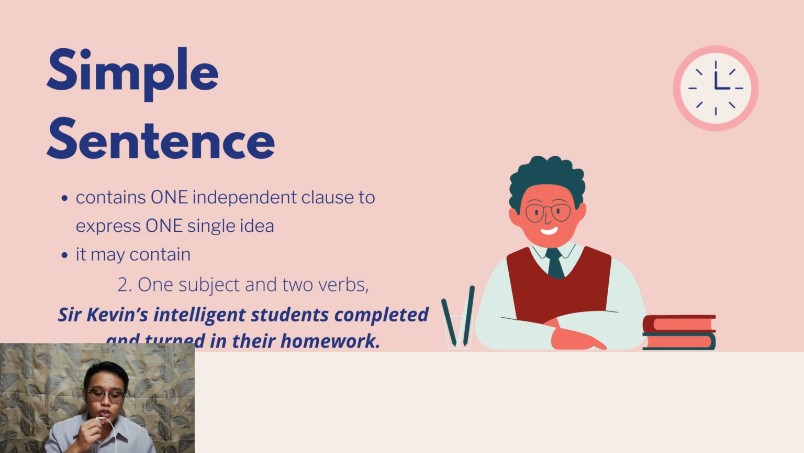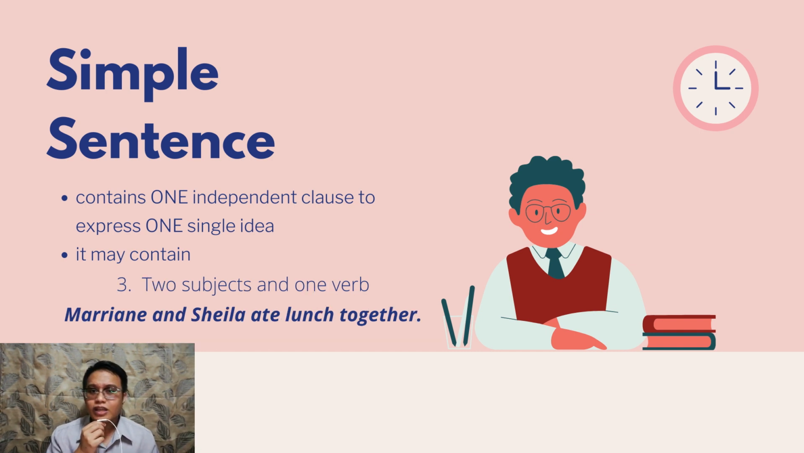So, the subject there is who? It's not Sir Kevin, but it's the students. The students are the subject here. And our two verbs here are what? Good. Two verbs are completed and turned in. Okay? So, mao na ni ang one subject and two verbs. Okay? Next, it can also contain two subjects and one verb.